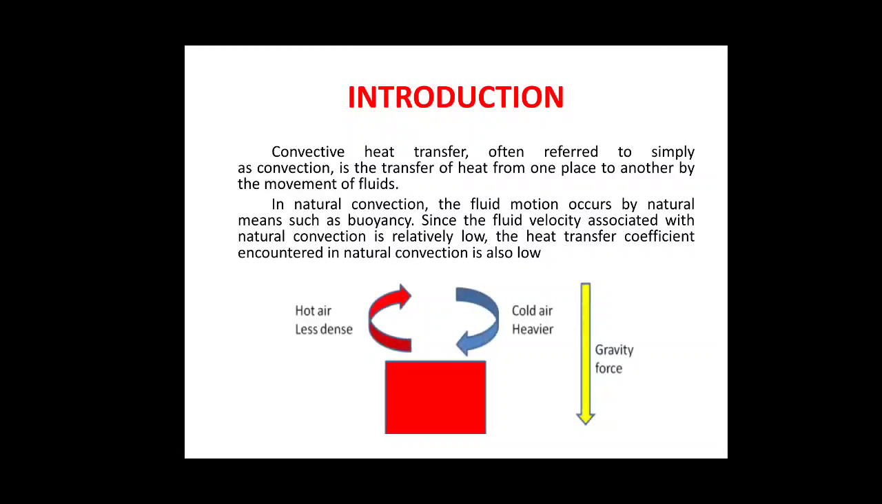Suppose there is a hot body and cold air touches the hot body. It takes the heat from the hot body, the density of the hot air decreases, and the hot, less dense air rises up, and the cold air again flows down near the hot body, and likewise the convection occurs.